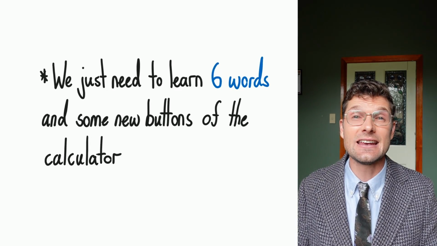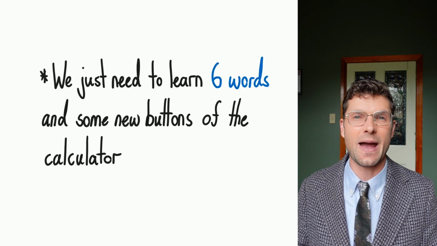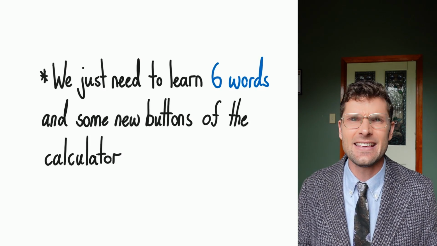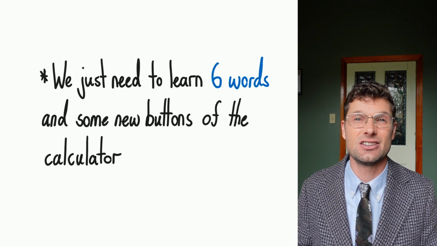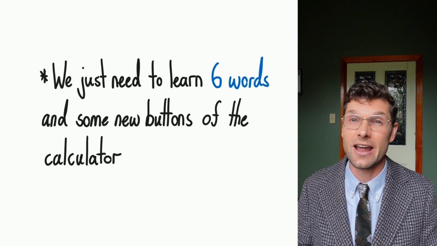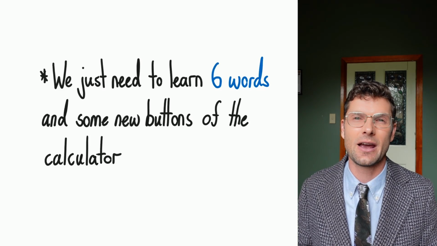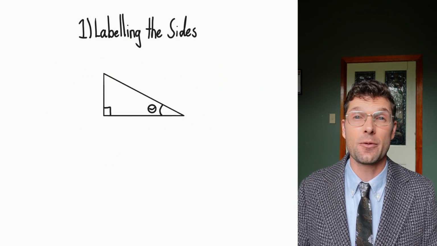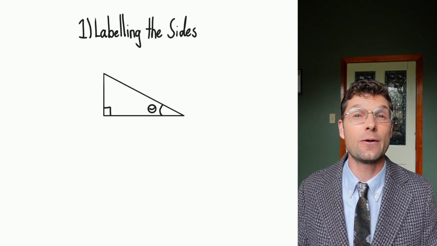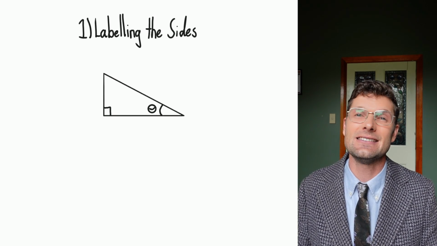So there are only 6 new words we have to learn to smash this whole topic, and we're going to go through them all in today's lesson. Anything more that we need, the calculator is just going to do it for us. So these 6 words, once we've got those under wraps, the rest of the topic becomes incredibly easy. The first thing we've got to be able to do every single time we get a triangle is label the sides. And if we can do that, we're halfway to learning these 6 words.